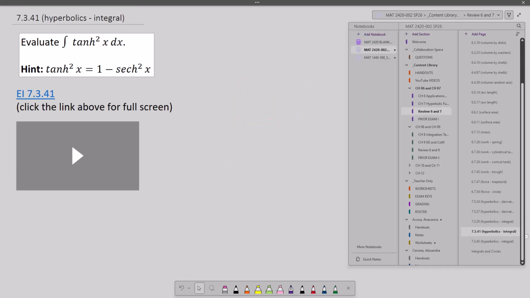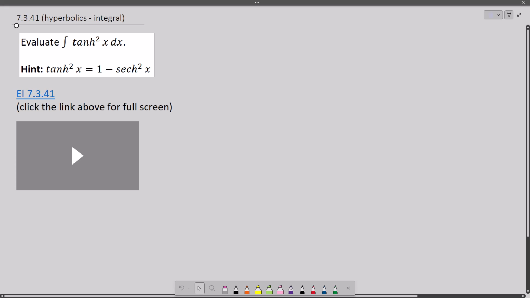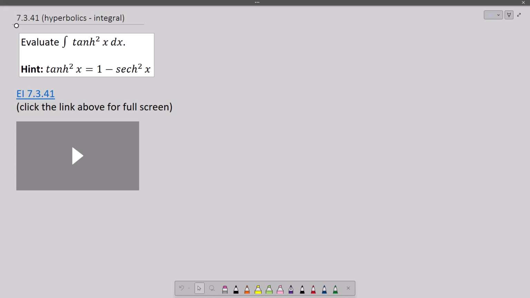So let's take a look at this integral. The only things from the hyperbolics you need are the derivatives and the integrals. If there's an identity, I would give it to you. If there's some identity that's necessary, I would give it to you. So in this case, we're going to end up with the integral of 1 minus sec squared of x. The integral of 1, of course, is just x.